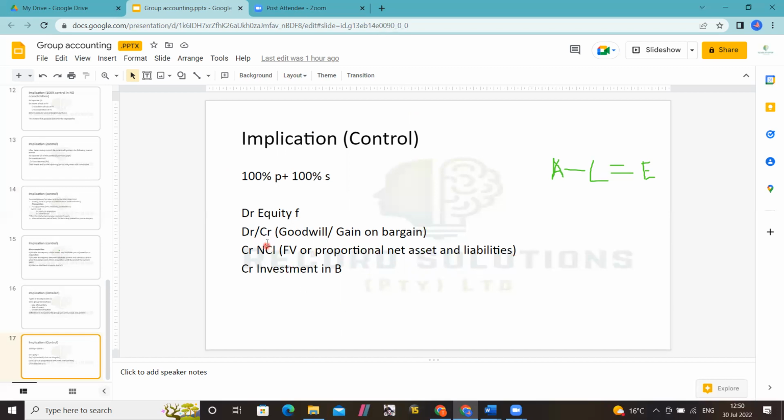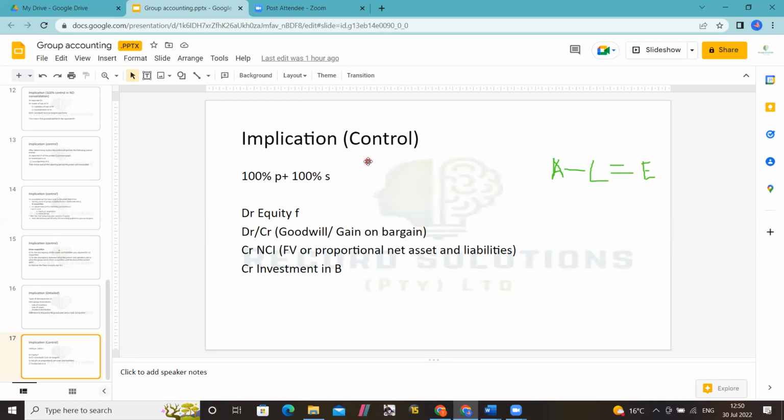Or the non-controlling interest can be measured via fair value. And with the fair value, they will just give it to you. They will say the non-controlling interest is measured using the fair value, and they will give you the fair value. However, sometimes they can say the non-controlling interest is measured using the net proportional assets and liabilities. And then they say, however, the fair value of the non-controlling interest is maybe this amount.